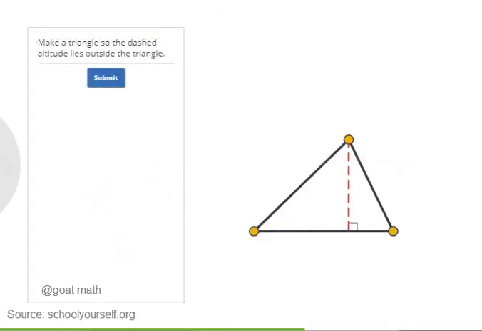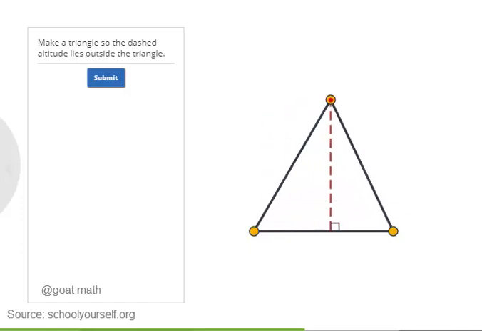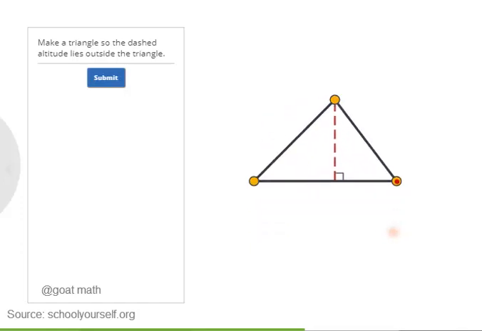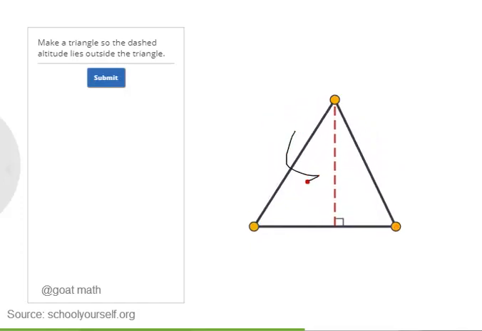Now you can make your own triangle by dragging around these 3 points. We'll keep this side horizontal, and here's the altitude from the opposite vertex to the horizontal side. Notice that right now this altitude is inside the triangle. But it's possible for the altitude to lie completely outside the triangle. Try making a triangle where this dashed altitude is outside of it, and then press the Submit button over here.